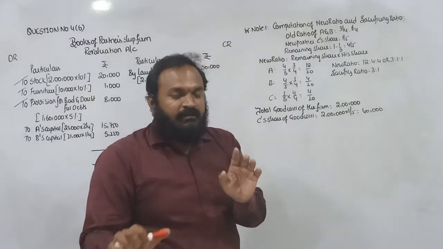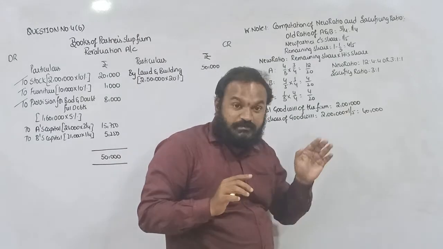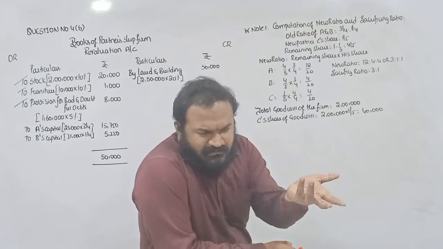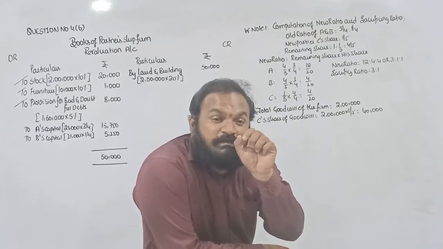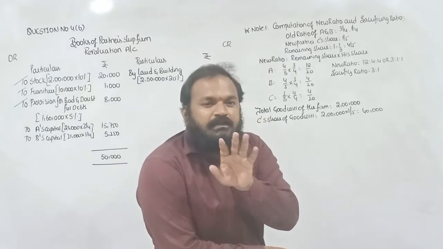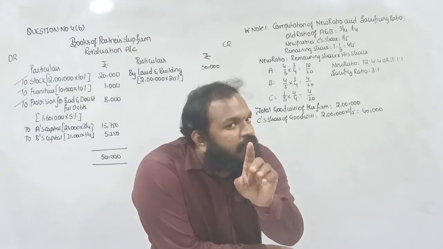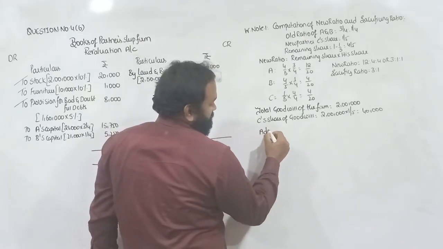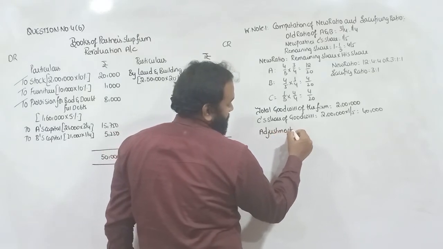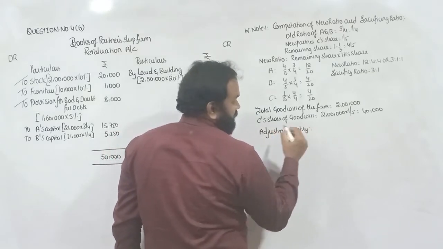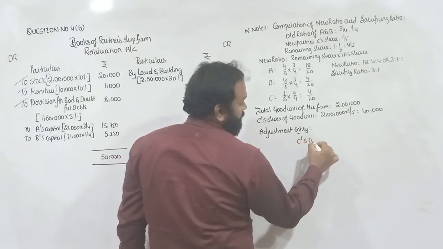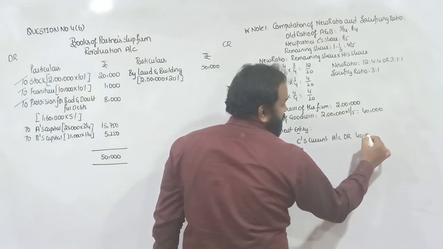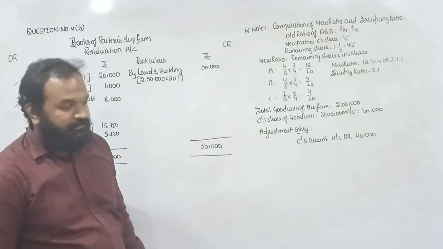C's current account. See, normally what is the journal entry? We have to write this 40,000 should be credited to A and B's capital in the ratio of 3:1. Automatically C's capital account would be debited. But what the paper setter says is that instead of debiting C's capital account, that adjustment should be made through C's current account. Here, the adjustment entry will be: don't debit C's capital account, debit C's current account. C's current account debit 40,000.